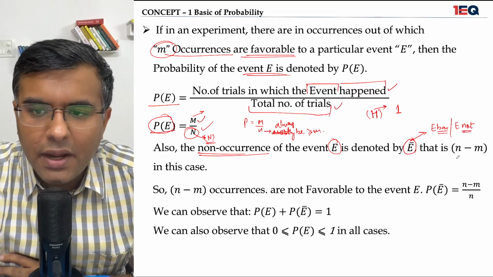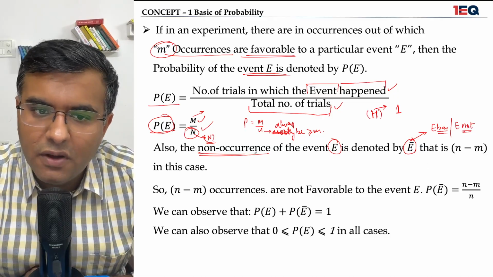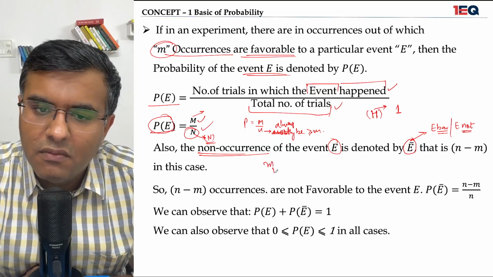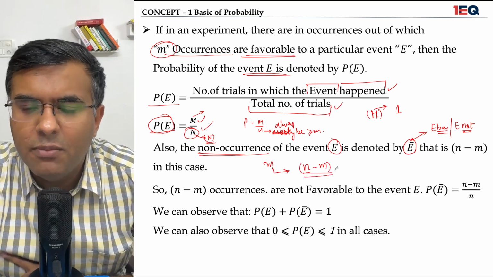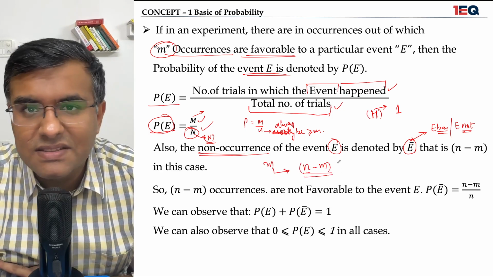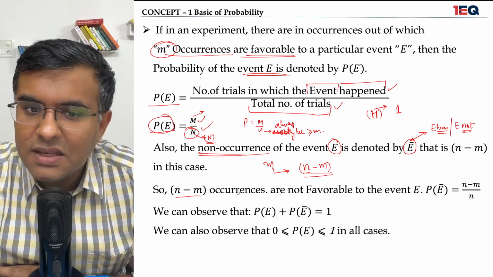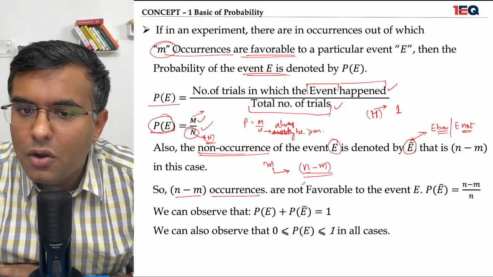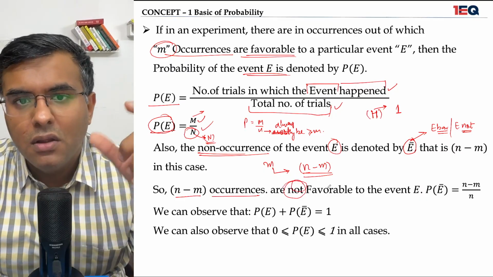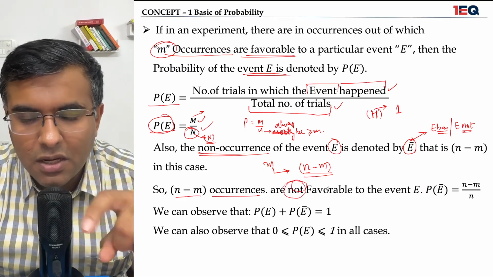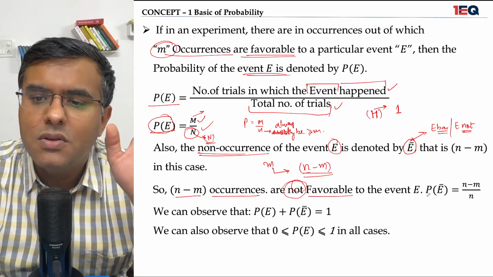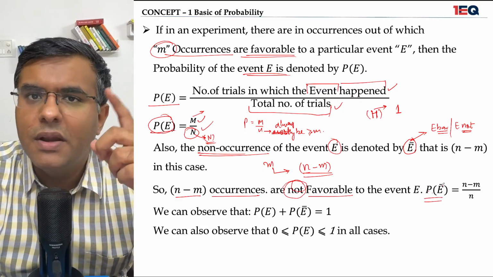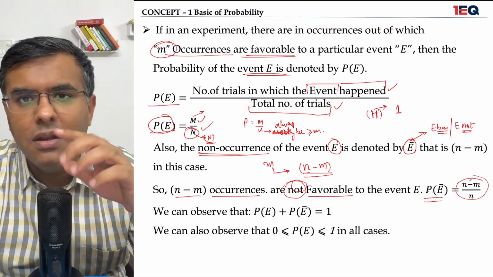When the event was occurring, it was occurring m times. When the event was not occurring, it was occurring n minus m times. This is the event not occurring. So n minus m occurrences are not favorable. All the occurrences which are not in my favor are not favorable to me. As simple as that. So the probability of E naught, or the probability of E bar, is equal to n minus m whole upon n.